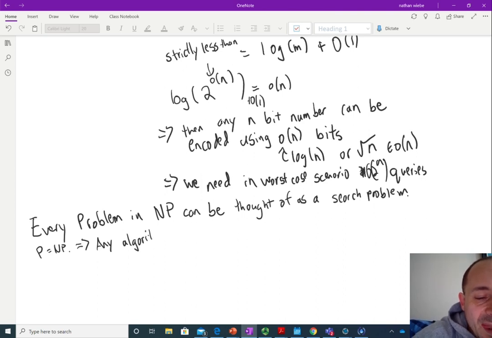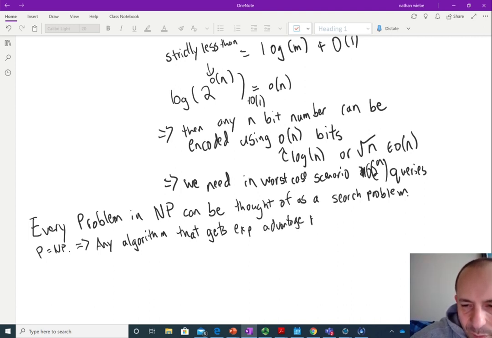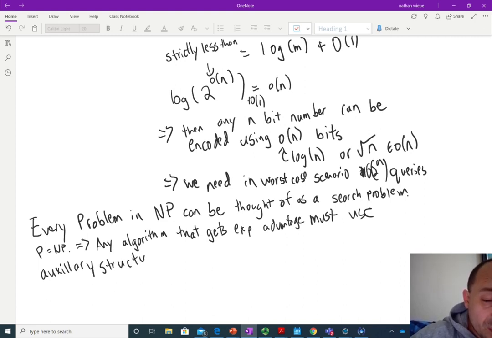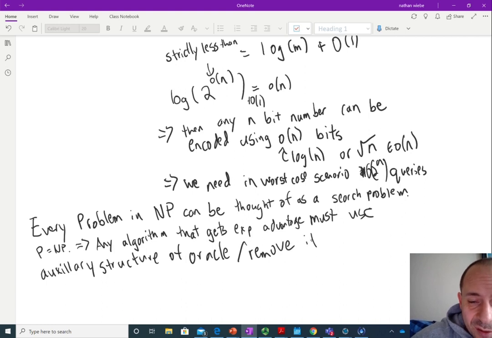So this ends up implying that any algorithm that gets an exponential advantage must use auxiliary structure that's not promised of the oracle or remove it completely, i.e. tear apart the black box, look inside, and white box it.